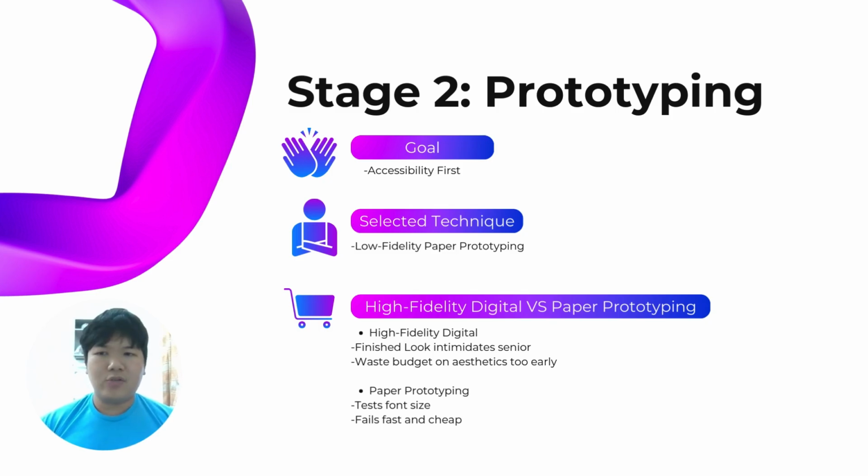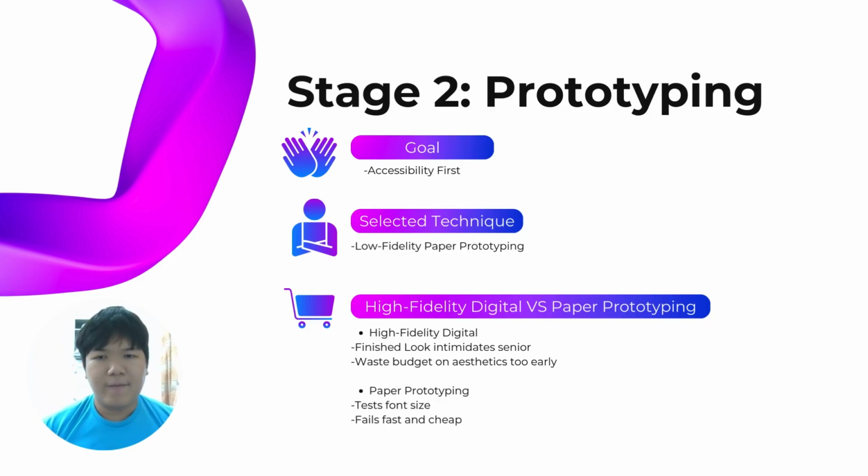So for stage two, prototyping, moving to the ideation and prototype stage, I advocate for large format paper prototyping. This involves sketching the interface by hand on paper and testing flow before writing any code. So the debate here is against high fidelity digital prototyping using tools like Figma. While digital prototypes look impressive to investors, they are risky for an 8 week sprint.